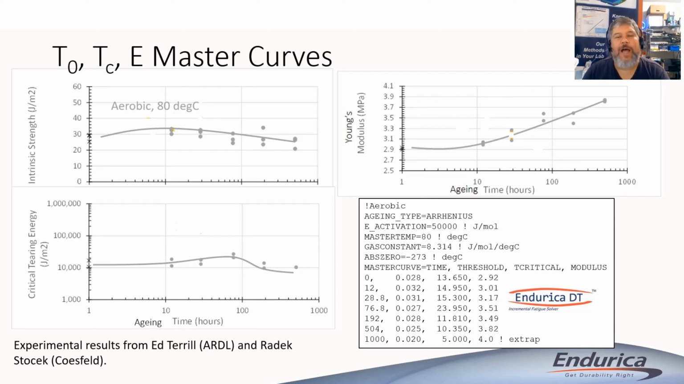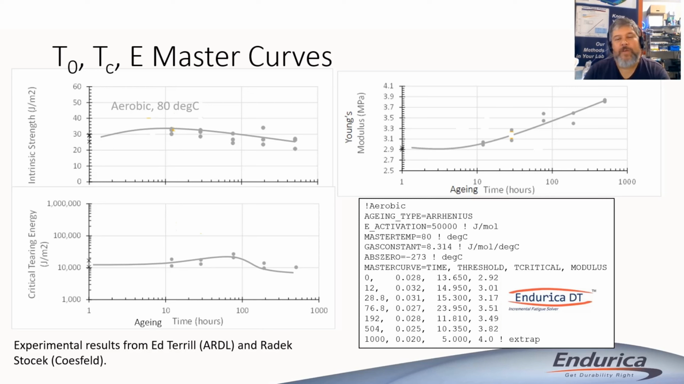What you're looking at on this slide are experimental results, aging experiments, for a model tire belt coat rubber. And these plots show how the mechanical properties of the rubber evolve. In the top left, we've got the fatigue threshold evolution with time. In the bottom left, we have the critical tearing energy, the strength of the rubber, how that evolves with time at the reference temperature, in this case 80 degrees Celsius. And then finally, on the upper right of the slide, we have a plot of Young's modulus as a function of time.